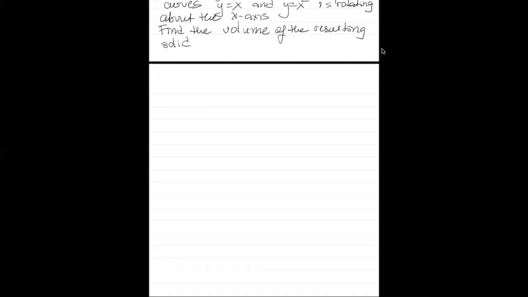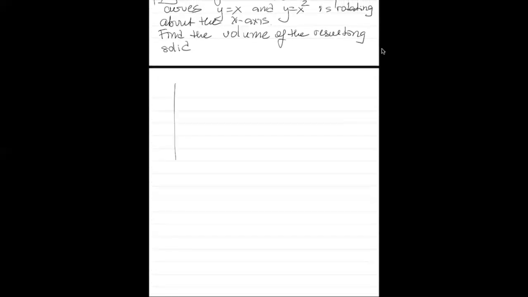So, picture of the region. One of the curves is y equals x, the line, and the other is y equals x squared, the parabola. Where they intersect, you can actually set up a system to see where they intersect.